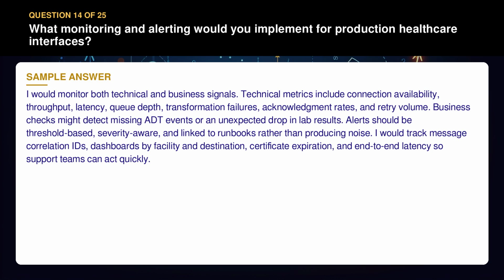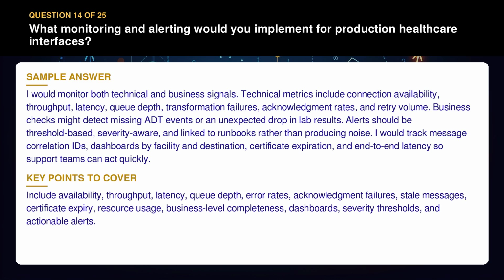I would track message correlation IDs, dashboards by facility and destination, certificate expiration, and end-to-end latency so support teams can act quickly. Include availability, throughput, latency, queue depth, error rates, acknowledgement failures, stale messages, certificate expiry, resource usage, business-level completeness, dashboards, severity thresholds, and actionable alerts.